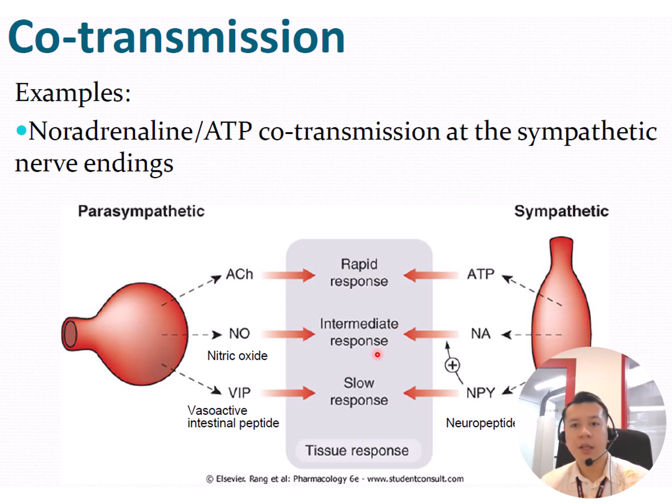Similarly, in the parasympathetic system, acetylcholine, ACh, induces a fast response, nitric oxide, NO, provides intermediate signals, and vasoactive intestinal peptide, VIP, supports a slower and more prolonged response. This kind of coordination ensures the target tissue receives both immediate signals and modulatory cues, enabling our physiological regulation. Almost like a symphony, where each instrument comes in at the right moment to shape the performance of our body conditions.